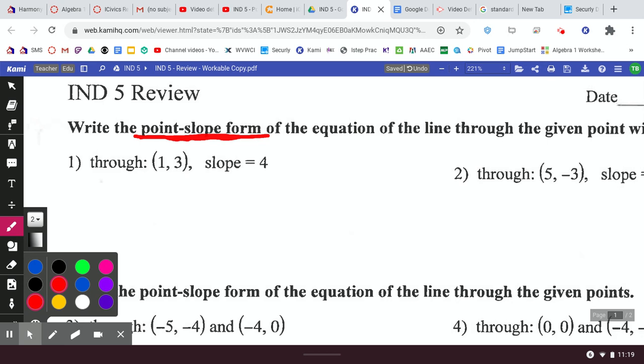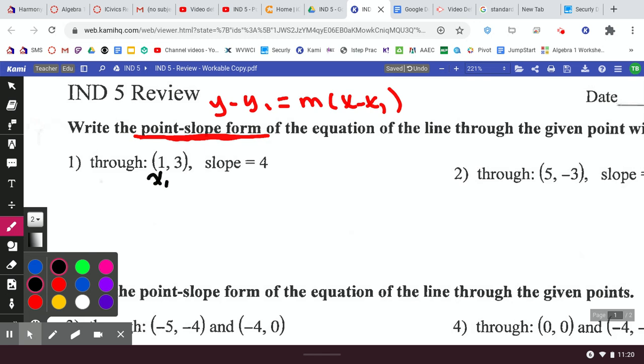And so if you need to, right above that, you can write what point slope is. y minus y1 equals m times x minus x1. Okay? That's your end goal. And the nice thing about these is they want it in point slope form, and then they give you a point and a slope. So it's kind of nice. They give you everything you need.